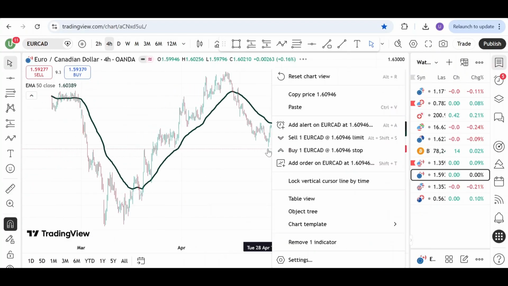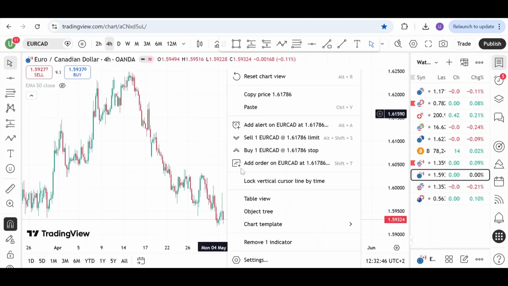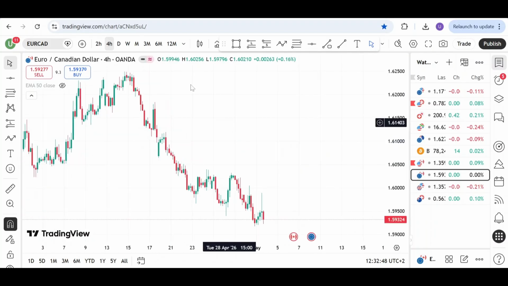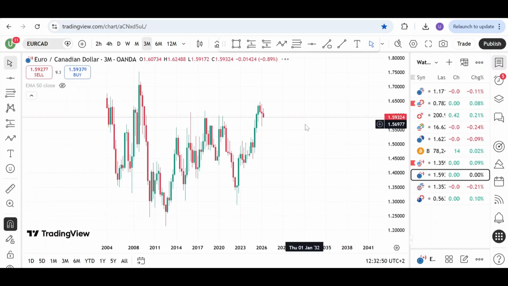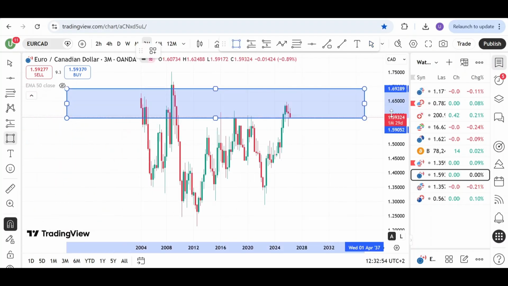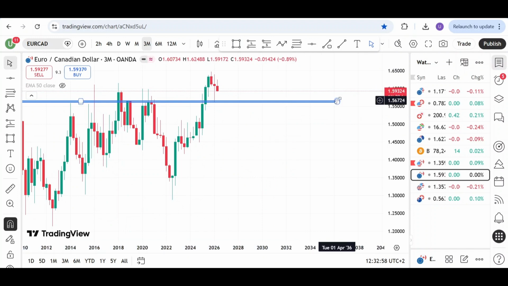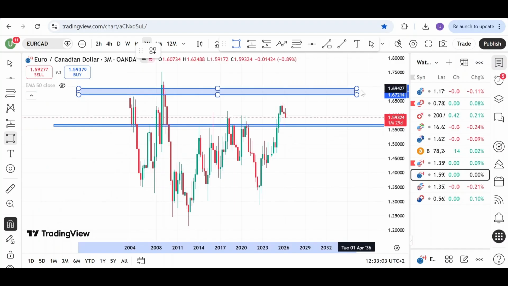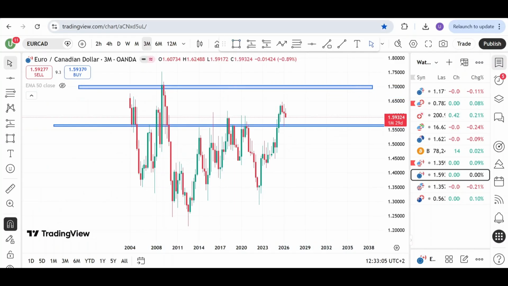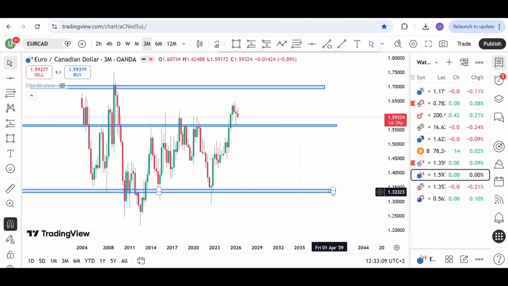Let's hide this EMA and start with the 3-month time frame. As you can see, we are in what? In an uptrend, but really this is a 3-month midway zone. This is a 3-month upper zone, and this is a 3-month lower zone here.